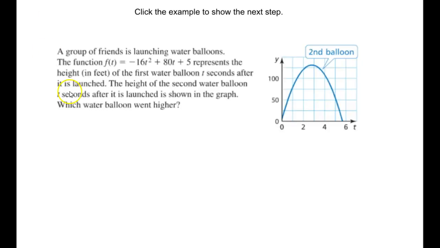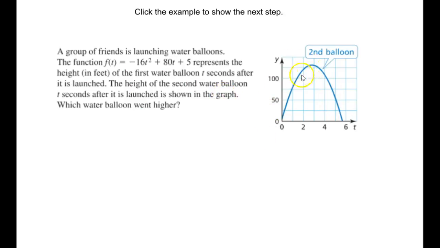So now here, a group of friends is launching water balloons. The function f of t equals negative 16t squared plus 80t plus 5 represents the height in feet of the first water balloon t seconds after it's launched. The height of the second water balloon t seconds after it's launched is shown in the graph.